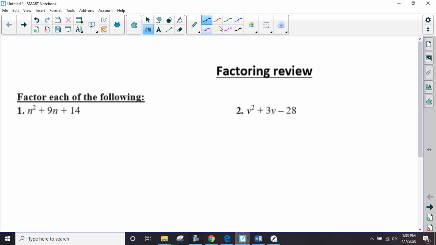Alright, so we're going to do a little bit of factoring review before we get into our full e-learning experience. This is the handout that's also posted.